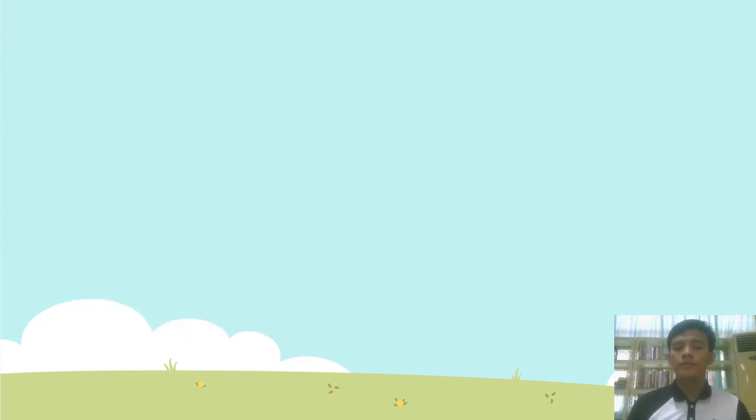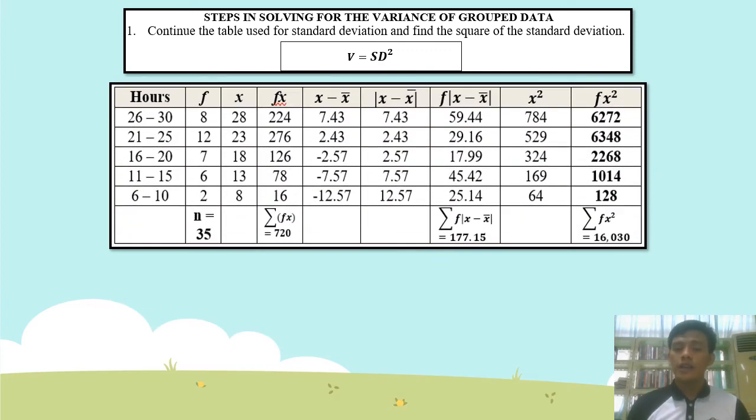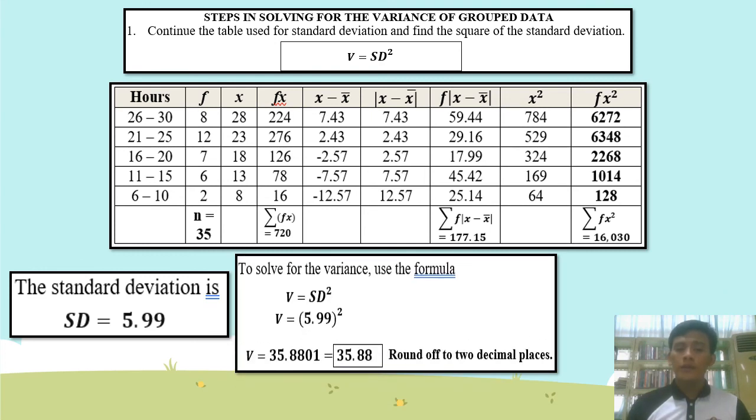Then, for step 1, get the value of our variance. Variance is equal to the square of the standard deviation. As we can see in our table, we already computed the standard deviation, which is 5.99. So we will just substitute the value of the standard deviation. So 5.99 squared is equal to 35.8801. So round off to two decimal places. So your final answer is 35.88.